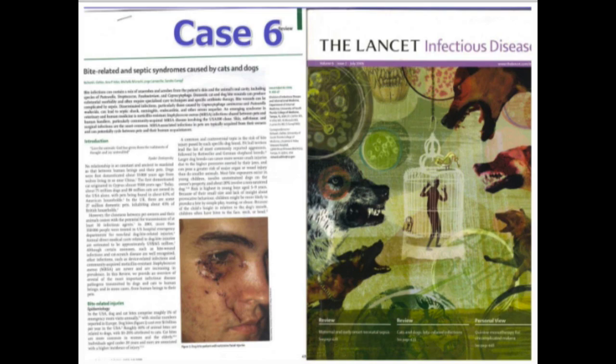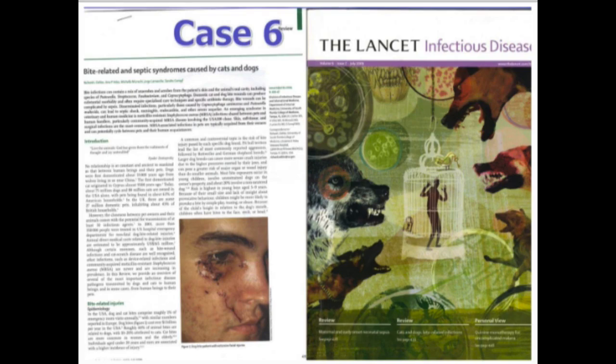So the next group of infections is the one associated with cat and dog bites. This is a paper that we published in the Lancet, including Richard Ehlor, myself, Dr. Gompf, my husband, Dr. Lamarche, and Dr. Gompf. And this is related to septic syndromes associated with cat and dog bites.